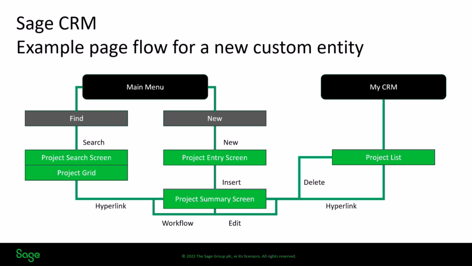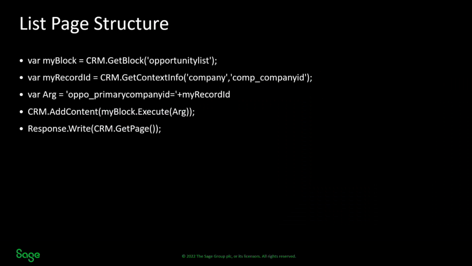And it might be that you're calling the find menu from the main menu. It might be that you're carrying out an insert from the main menu, or you want to be able to start off simply by looking at the list of an item within a list of items within the context of either my CRM or in the context of an existing entity. So we're going to develop this now and look at how a list page is structured.